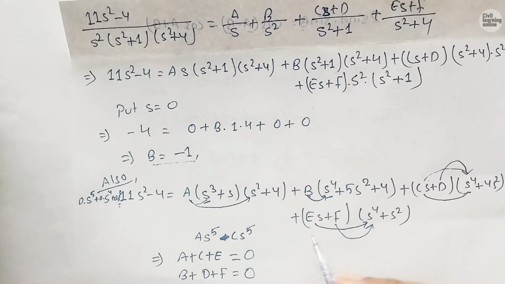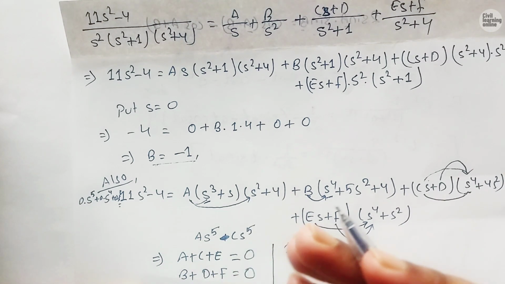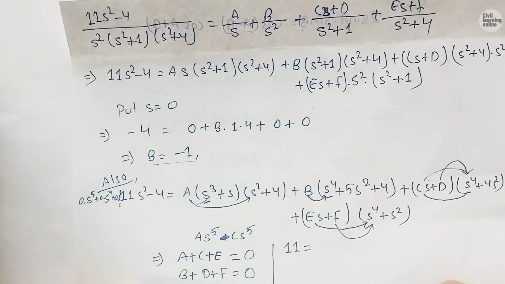Now let's compare the coefficient of s square. So if we compare the coefficient of s square on LHS, we will have 11 equals to, now look for the expression which could form s square. If b is multiplied with 5s square, it gets 5b. So we will have here.